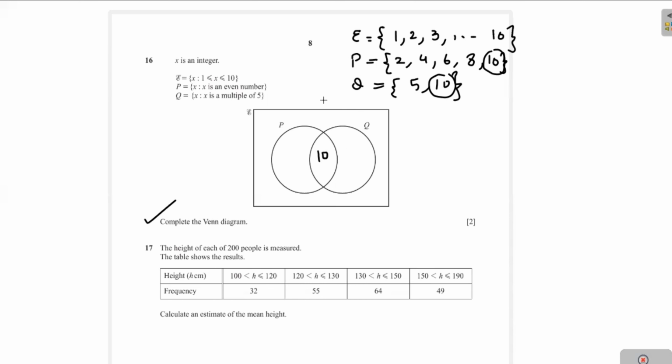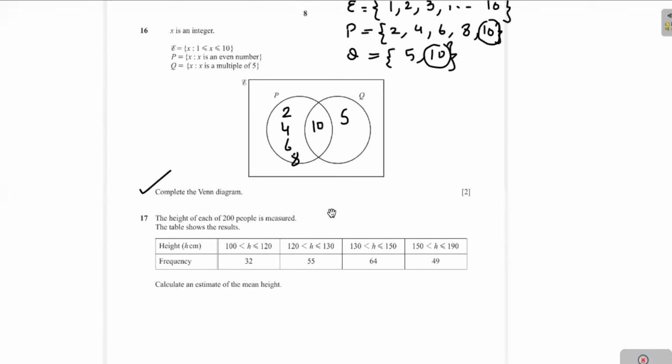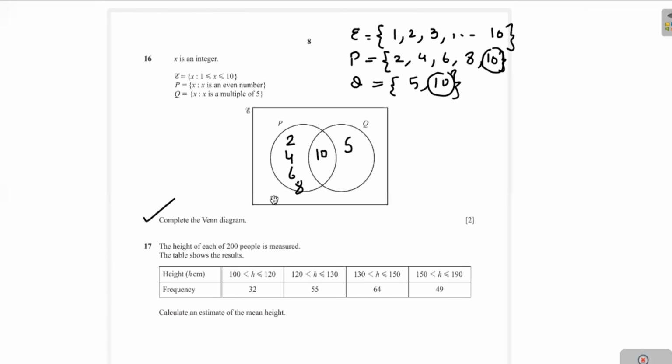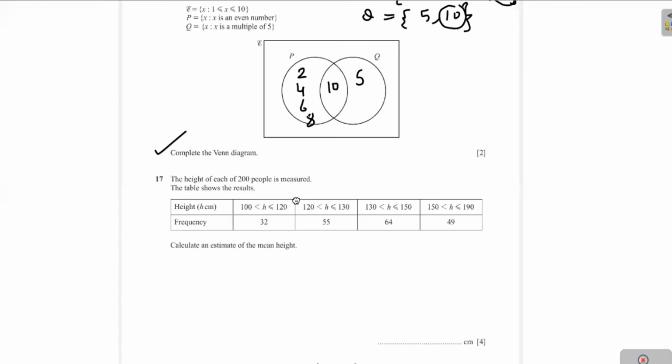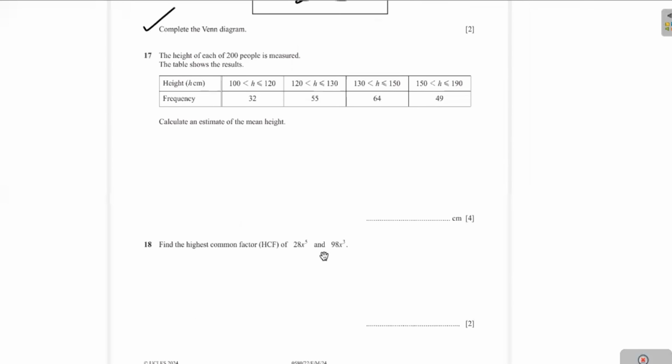Now we will enter the elements of P. You see here, these are elements 2, 4, 6, 8, and 10 is already written down here. Next is elements of Q here, 5 and 10. And this is the complete Venn diagram. Next, we will move to question number 17.